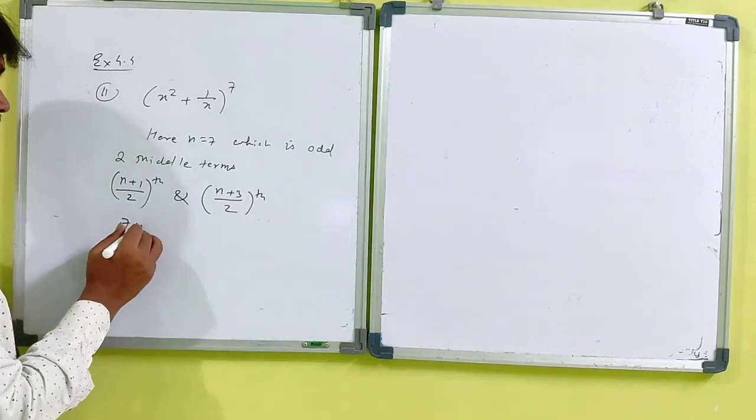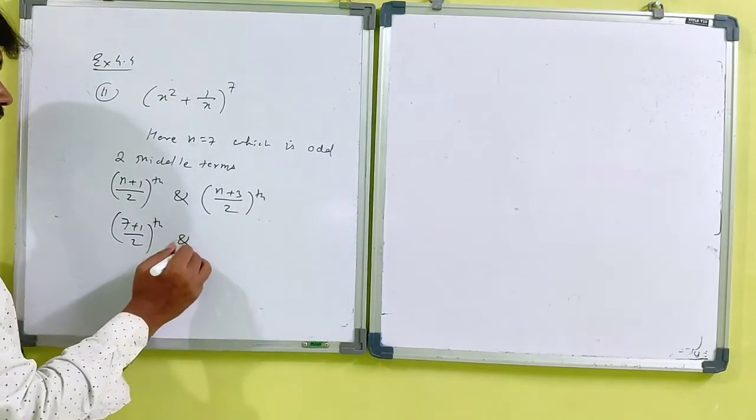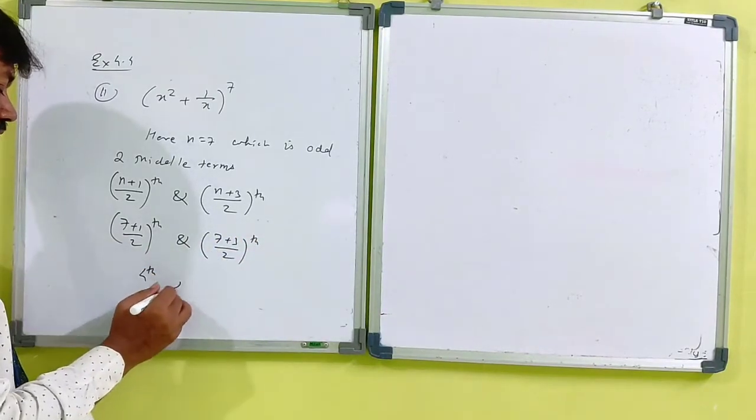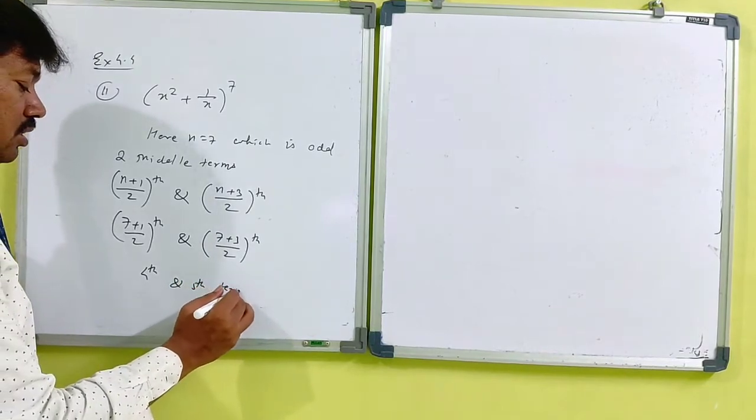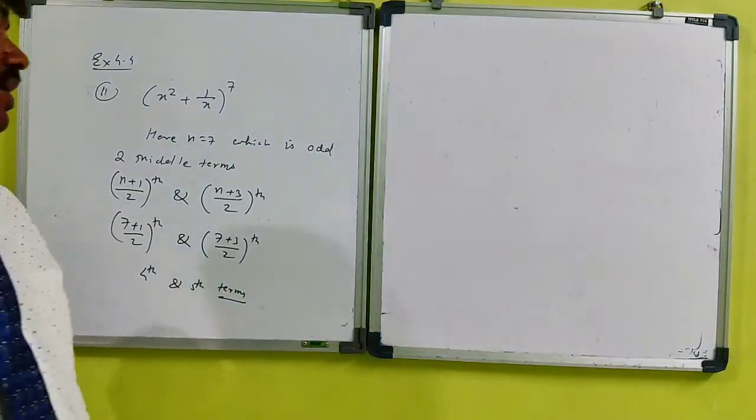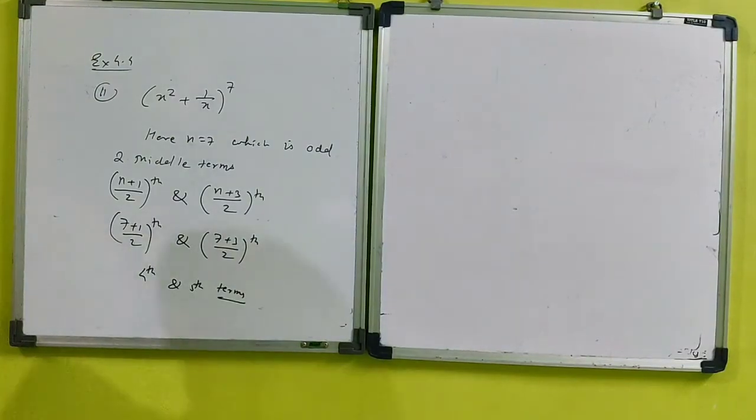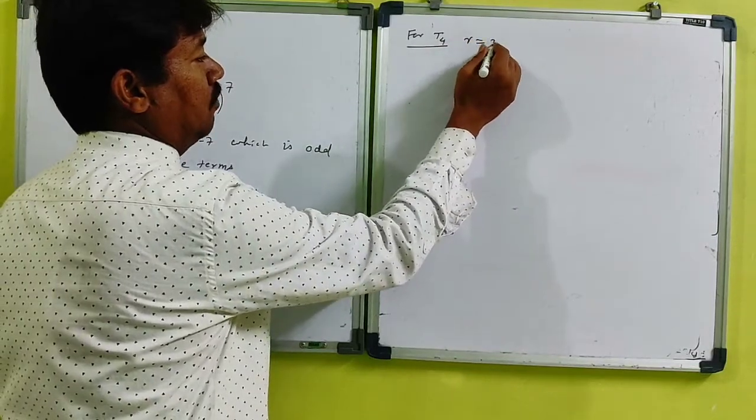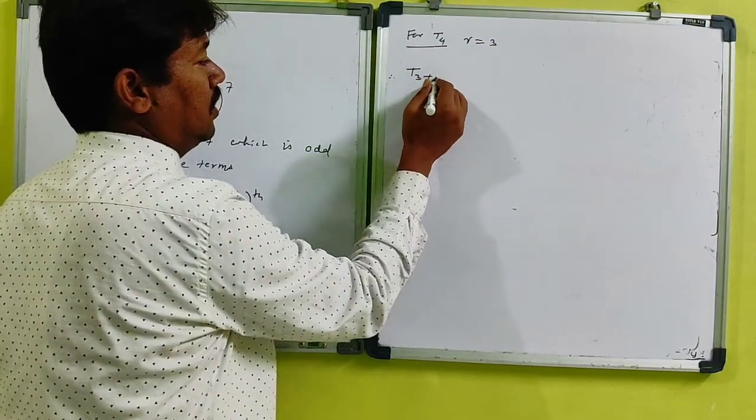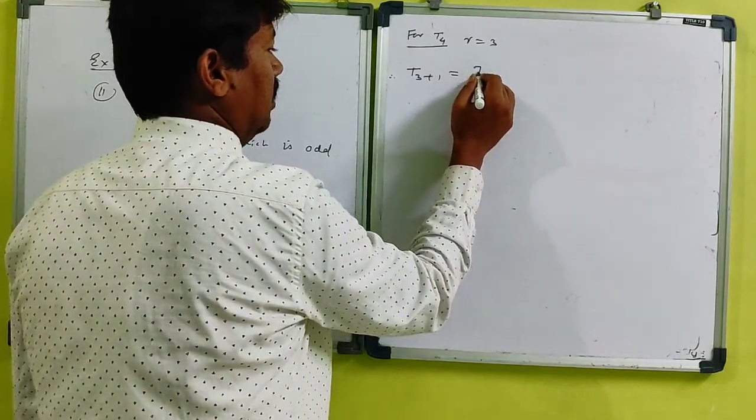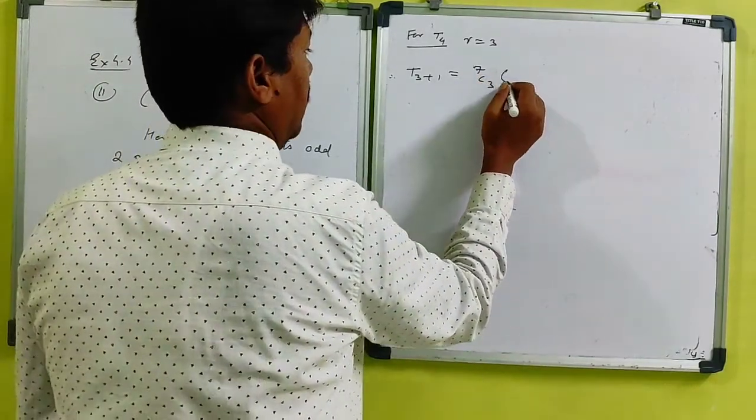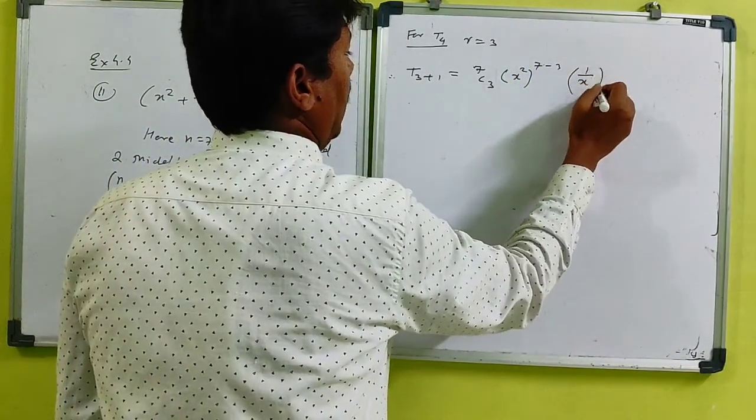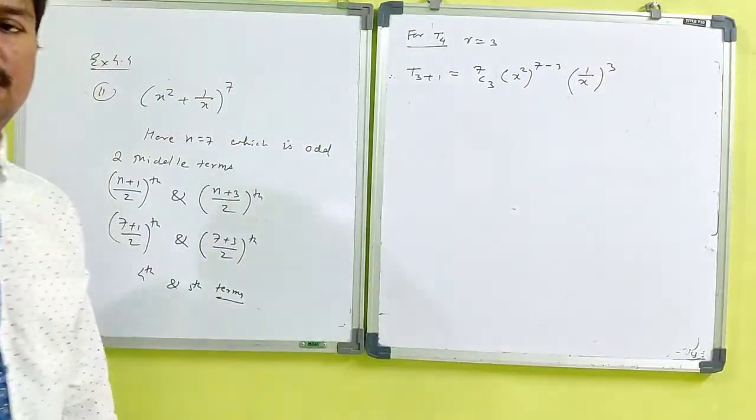That is (7+1)/2 and (7+3)/2. So clearly the 4th and 5th terms are the middle terms. For T4, we have to put r = 3. Therefore T(3+1) = 7C3 (x squared)^(7-3) (1/x)^3, like this.